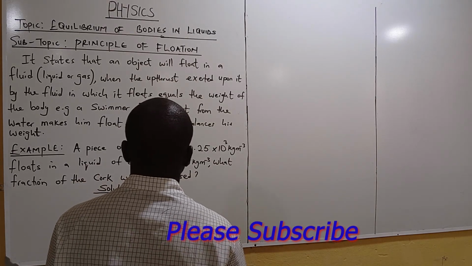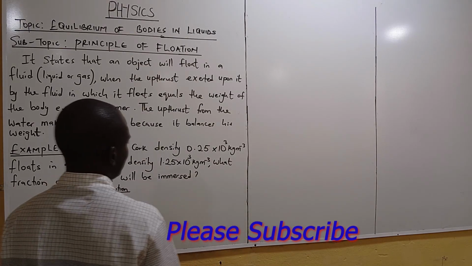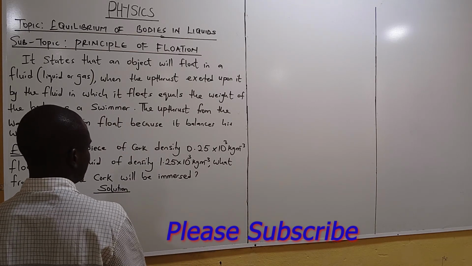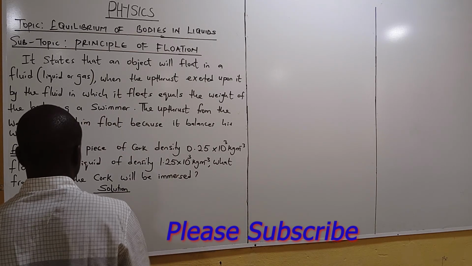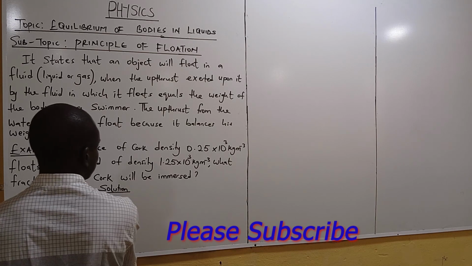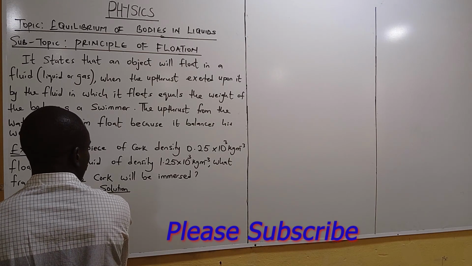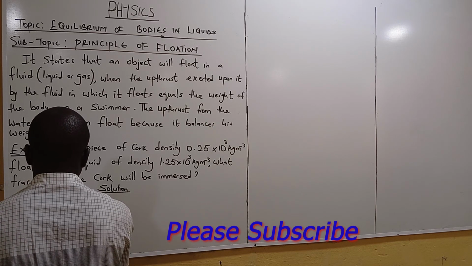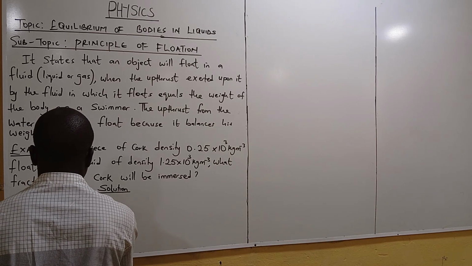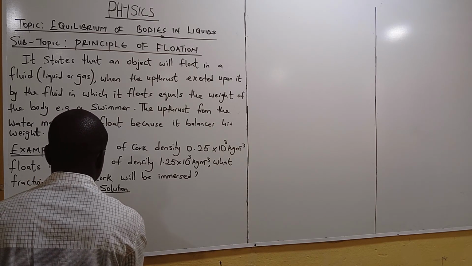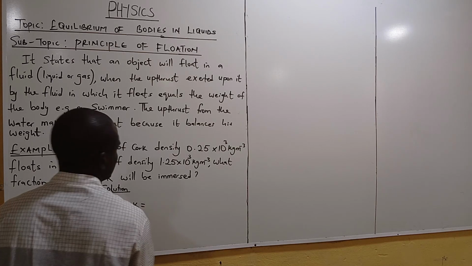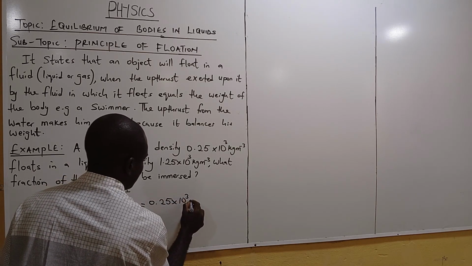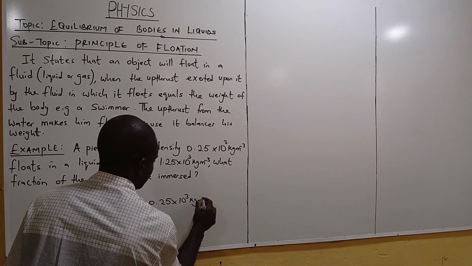A piece of cork of density 0.25 times 10 to the power 3 kilogram per meter cube floats in a liquid of density of this value. Now let's write the parameters. The density of the cork, let's represent rho C to be density of the cork, and it's equal to 0.25 times 10 to the power 3 kilogram per meter cube.